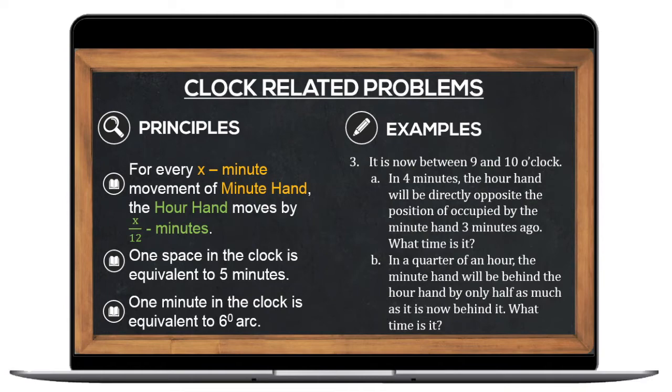So let's proceed. In a quarter of an hour, the time is between 9 and 10 o'clock. So in a quarter of an hour between 9 and 10 o'clock, the minute hand will be behind the hour hand by only half as much as it is now behind it. What time is it?